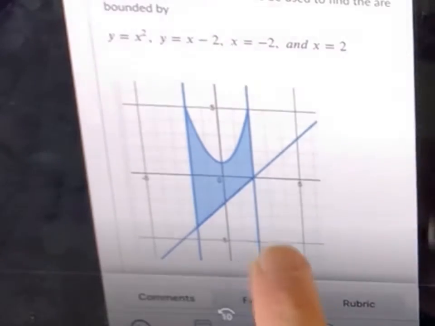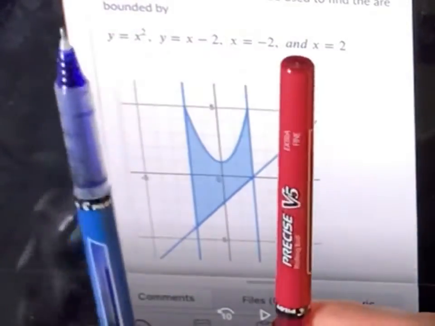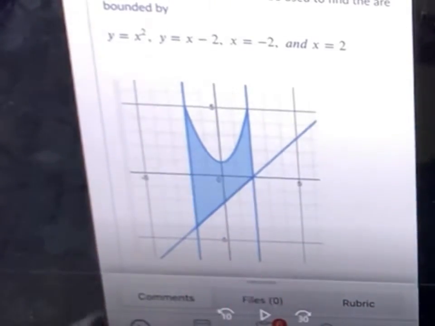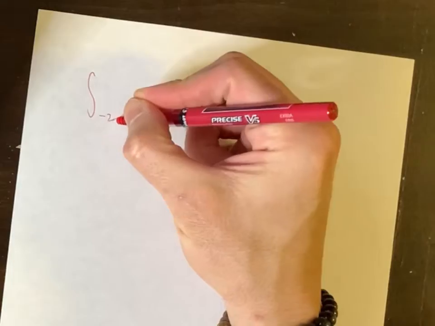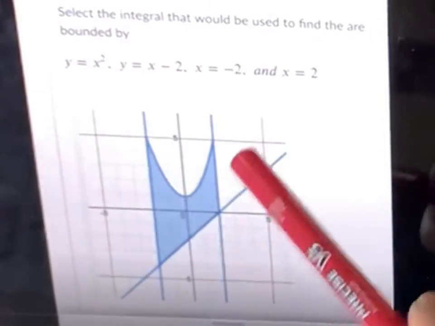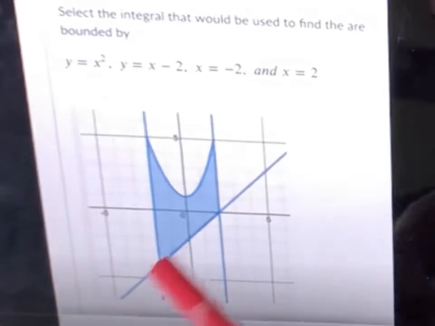For number one, if you look at the graph here, notice that we have these vertical beams going like this. So we're going from this x value to this x value, from -2 to 2. And notice the orientation of the graph. Here it's like a top versus the bottom. So we want to go the top equation minus the bottom equation.